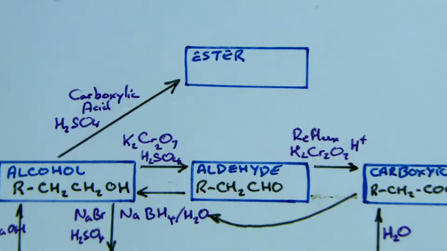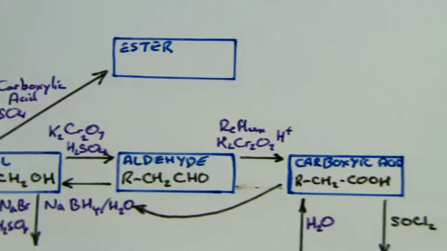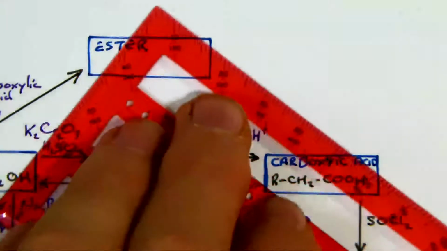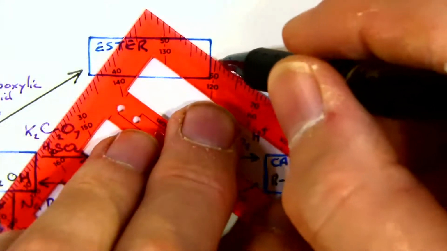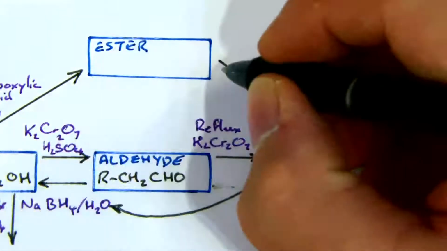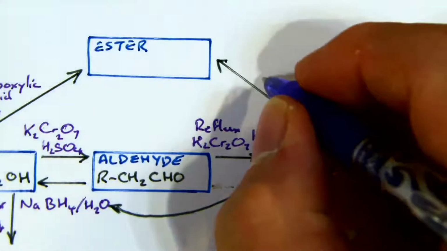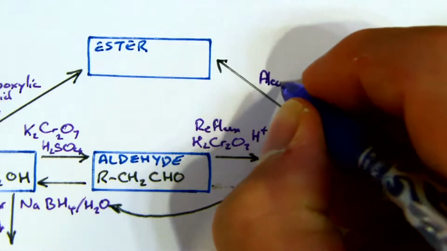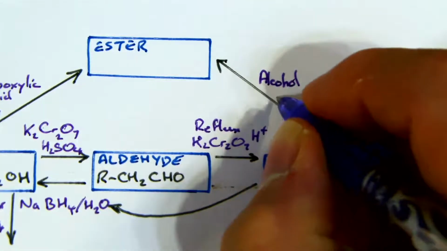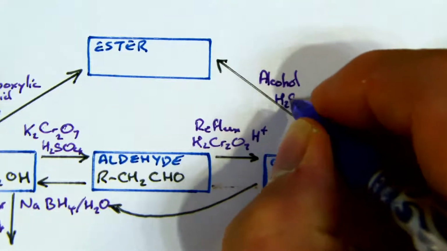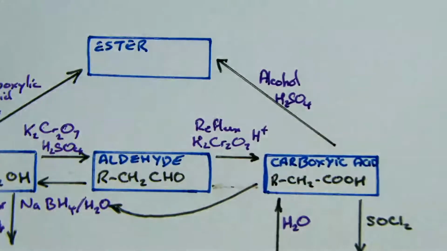And on the other side, I can make this from a carboxylic acid simply by adding an alcohol plus sulfuric acid. So the process is starting to build up here. We can see what we can do.